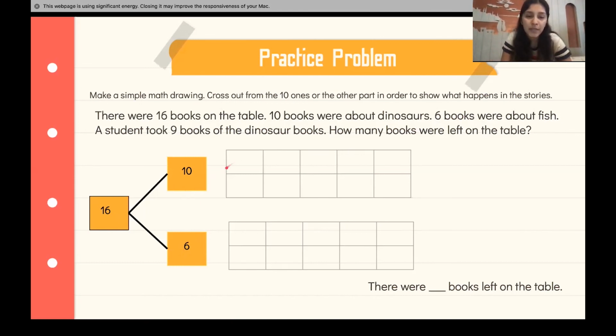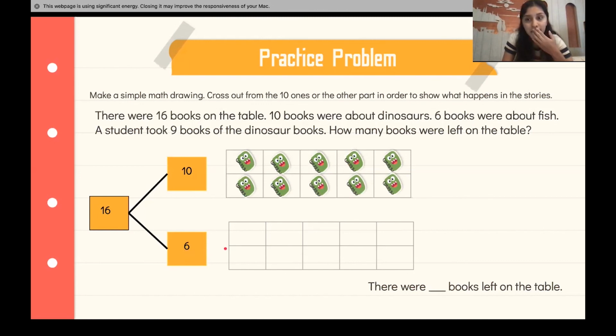Okay, so I'm going to show you my 10 books of dinosaurs. Ready? 1, 2, 3, 4, 5, 6, 7, 8, 9, 10. Now let's see the 6 books that were about fish. 1, 2, 3, 4, 5, and 6. There we go. We have our 6 books about fish.